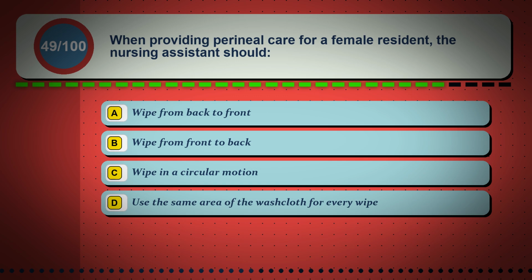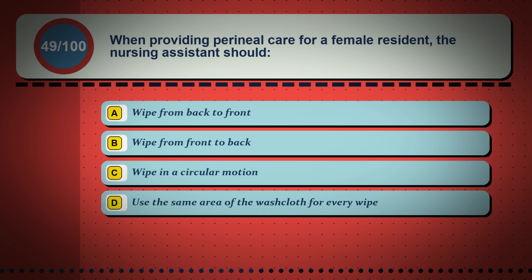When providing perineal care for a female resident, the nursing assistant should Option A. Wipe from back to front. Option B. Wipe from front to back. Option C. Wipe in a circular motion. Option D. Use the same area of the washcloth for every wipe.